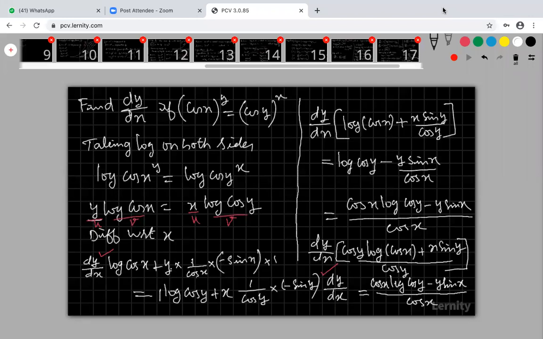Are you okay? Any doubt? If you have any doubt, please ask your doubts. Are you understanding all the steps? UV differentiation, taking logarithm and applying the logarithmic identity property, and then taking UV differentiation on both sides, and I'm collecting all the dy by dx from one side. Okay.